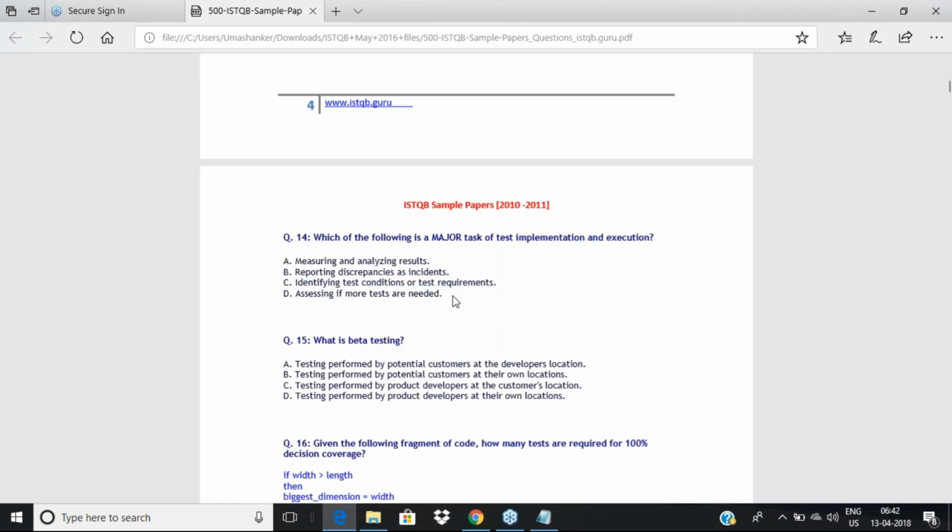Assessing if more tests are needed, once you're done, is only a minimal thing we're talking about. Measuring and analyzing results should not really take much time. It will take a little bit of time in performance testing, but definitely not in functional testing. Reporting discrepancies, yeah, it could be slightly confusing between B and C. But if you are good in C, identifying the test conditions or test requirements, that's what I'm saying. The confusion is between B and C.